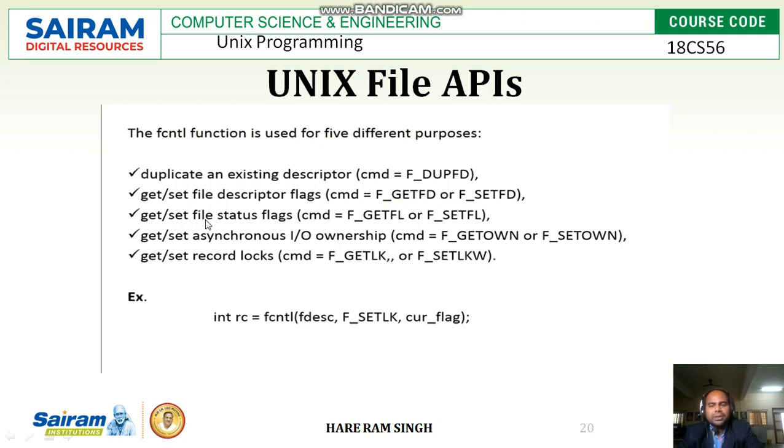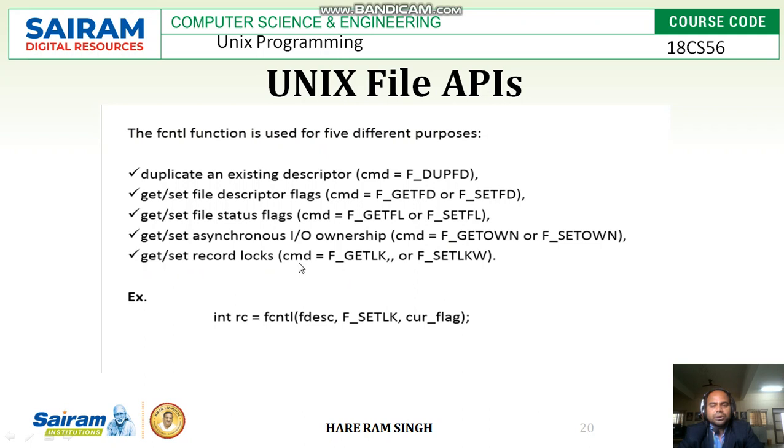Similarly, get or set the file status flags, for example F_GETFL or F_SETFL. Next, get or set asynchronous input output ownership, with the command equal to F_GETOWN or F_SETOWN. To get or set the input output ownership, we can assign this value to the command.